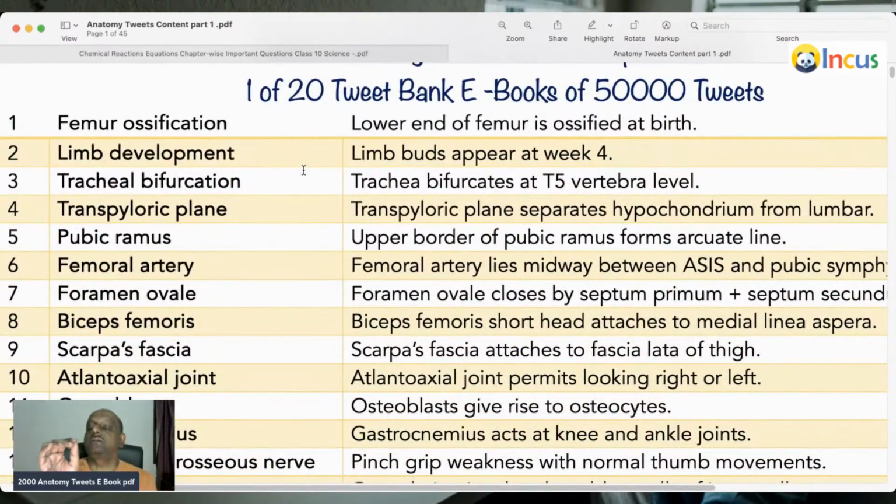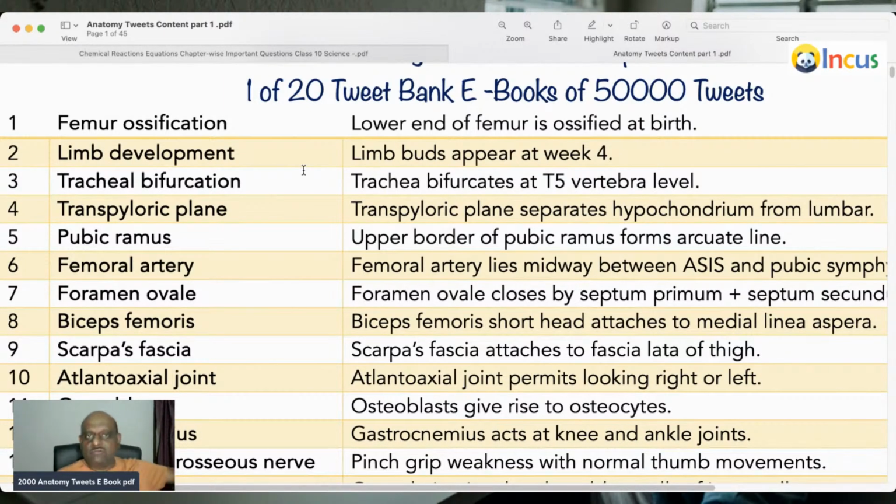Femur ossification. Which bone is ossified at birth? The lower end of the femur is ossified at birth. The limb buds in embryology appear at week 4, one of the favorite questions. So how many limbs? 2 upper limbs, 2 lower limbs, 4 limbs at the 4th week. Easy to remember. Where will the trachea bifurcate? T5 vertebral level.